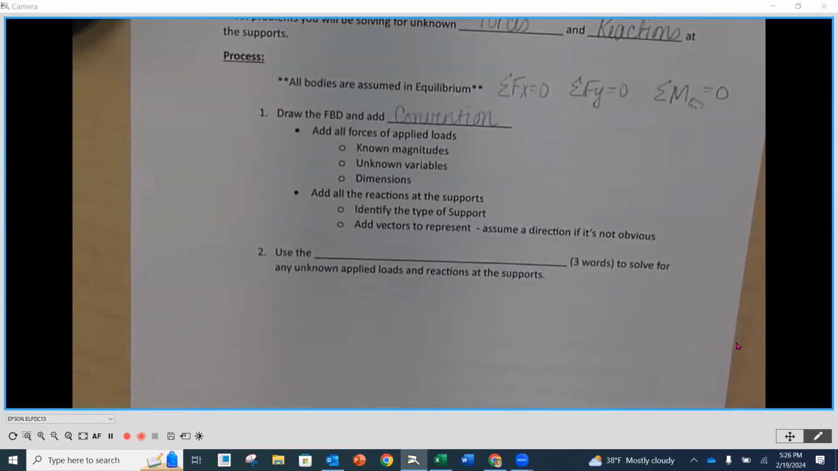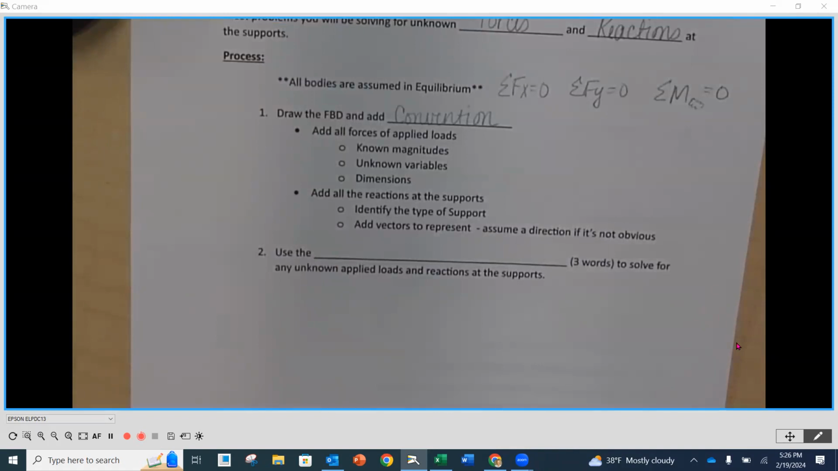And then the other part of it is you're going to add all of the reactions at the support. So you're going to recognize what the support is at this location. Then I'm going to go back to my page 60 and look there and say, all right, if it's a roller, I've got to put 1 force here. If it's a pin, I've got to put 2. If it's a fixed support, and so on. So it's really about reading those diagrams and making sure that you are putting the appropriate supports in place. Then we're going to add the vectors to represent those reactions to the supports.